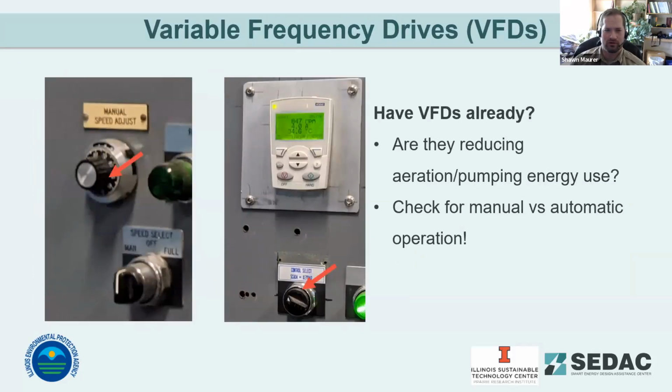If you have variable frequency drives in place already, are they actually helping you save energy? Are they in an automatic position where they're going to adjust based on conditions, or are they in manual? And have they just been set to full speed and not really doing anything to help you? So check those things, making sure that if you've got VFDs in place, they are actually helping you save energy. And if they're not, figure out what the issue is and resolve it so that they can work properly for your process.